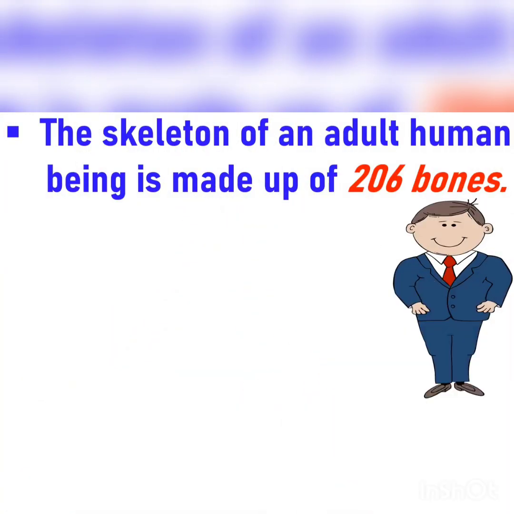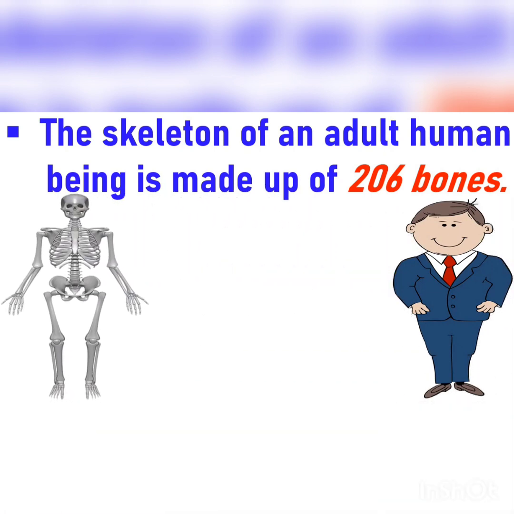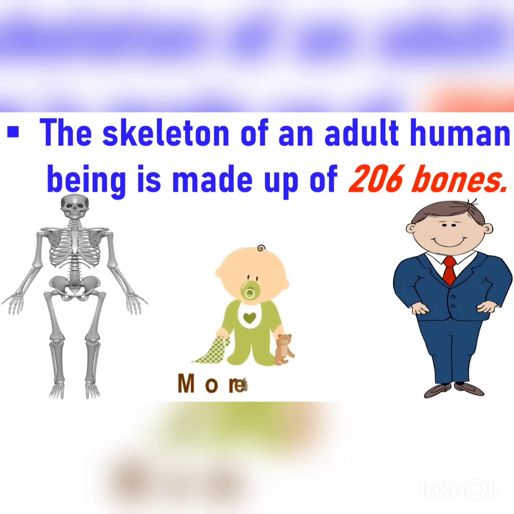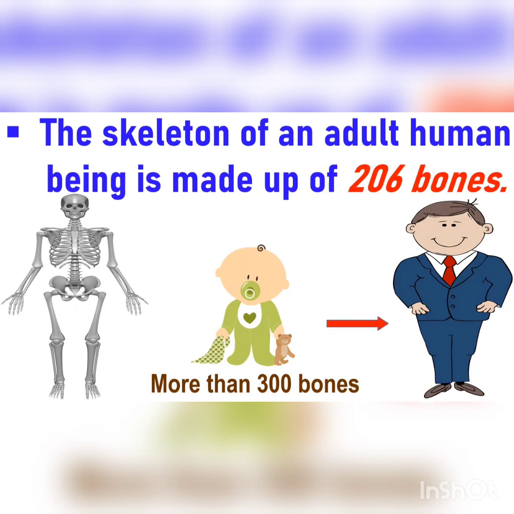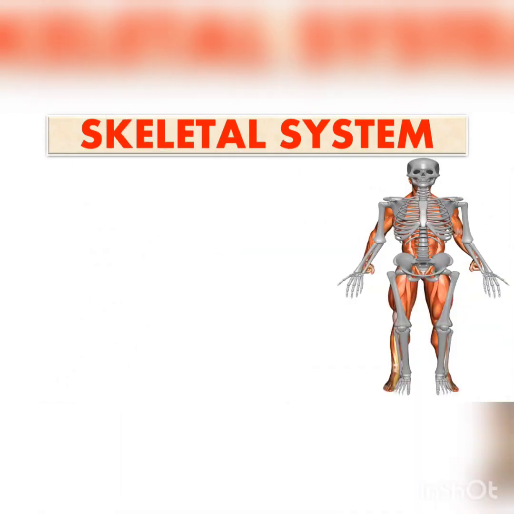And how many bones are there in our human body? 206 in an adult. But in a newborn baby, it is 300. Then there are 300 bones in a newborn baby, and they fuse together and become 206 bones in an adult.